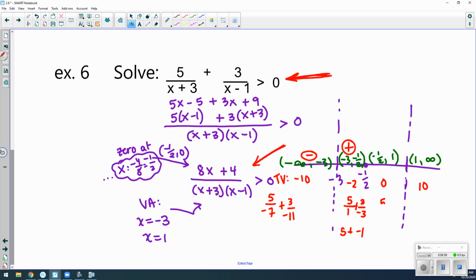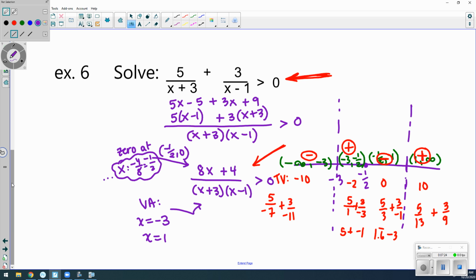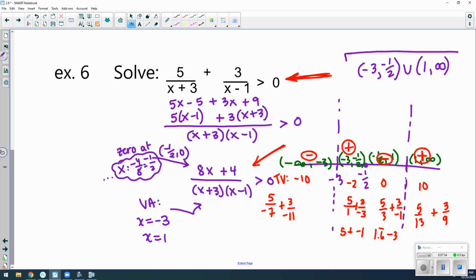If I plug in 0, I've got 5/3 plus 3 over -1. Well, 5/3 is 1.6 repeating, minus 3, that's going to be something negative. And then if I plug in 10, 5 over 13 plus 3 over 9, that's going to be something positive. All right, the question is, where is the expression greater than 0? So the expression is greater than 0 from -3 to -1/2, and also from 1 to infinity.